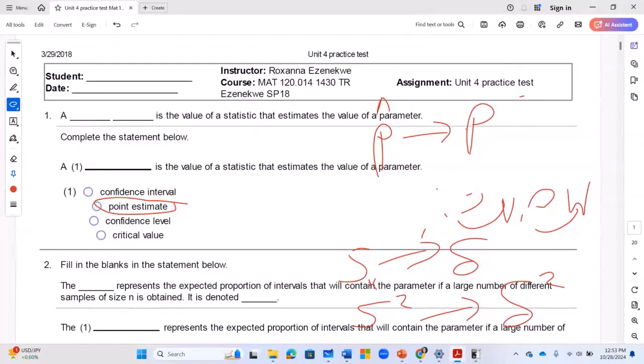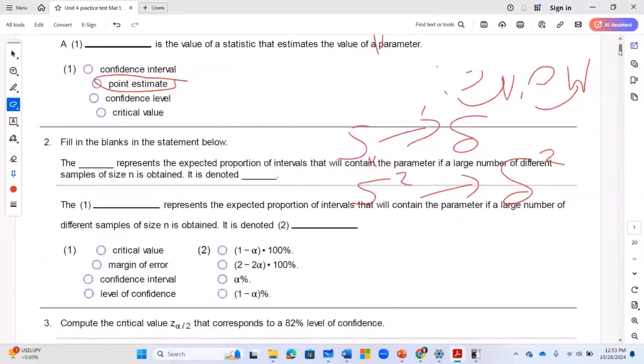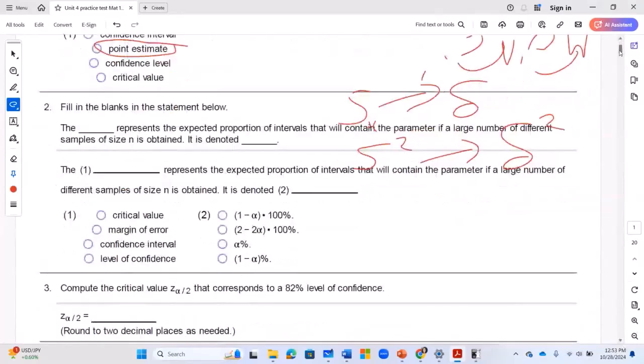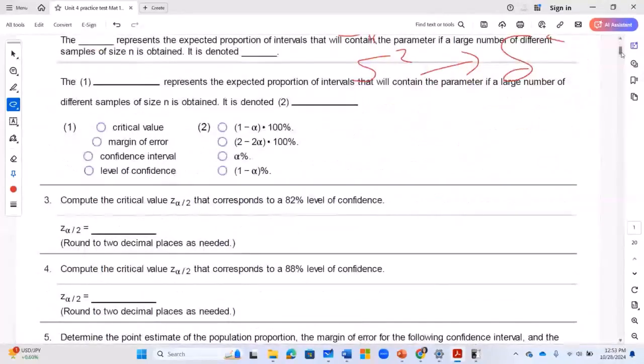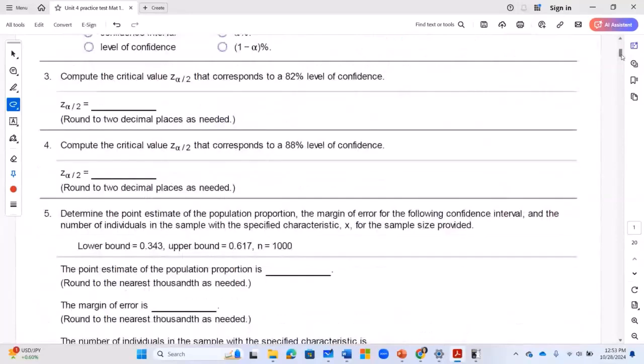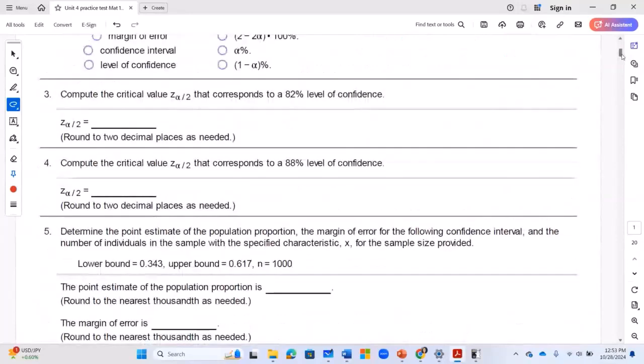Okay, let's go to the next question, talking about point estimate and so on. As long as we are working on point estimate, the question here says, compute the critical value. So very soon we shall be told to compute the critical value.